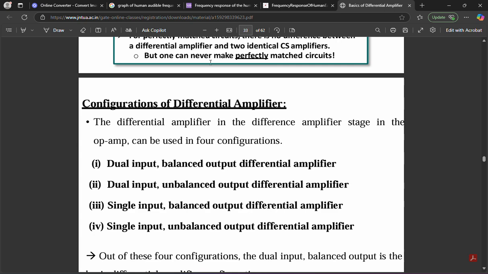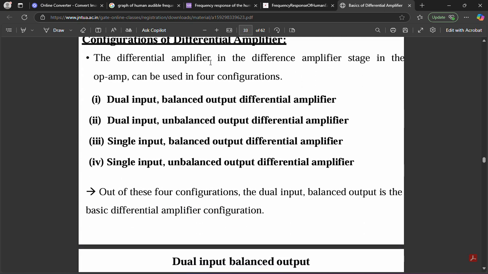Next, what are the different configurations of differential amplifiers? Basically, we have four configurations. That is, number one, dual input, balanced output. Number two, dual input, unbalanced output. The third, single input, balanced output. And the last is single input and unbalanced output. So the most widely used configuration is the dual input, balanced output differential amplifier.